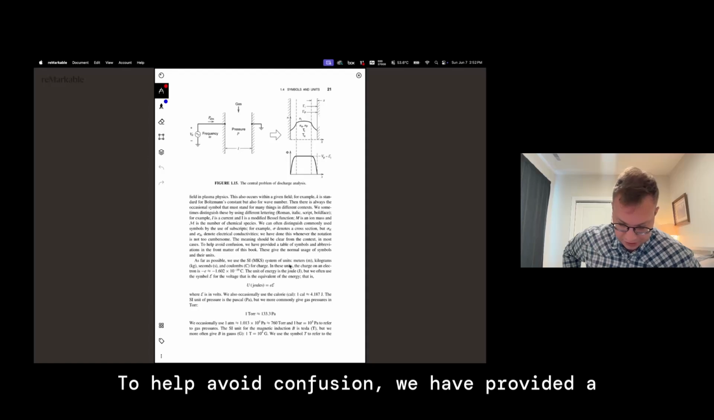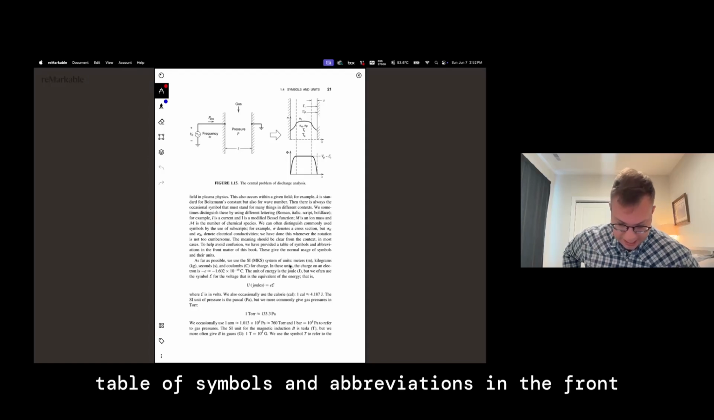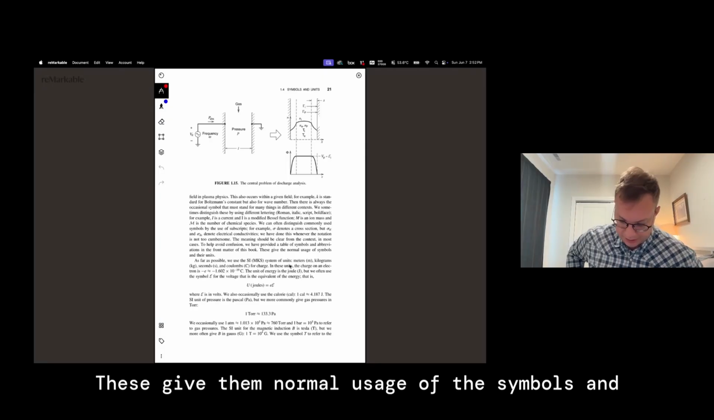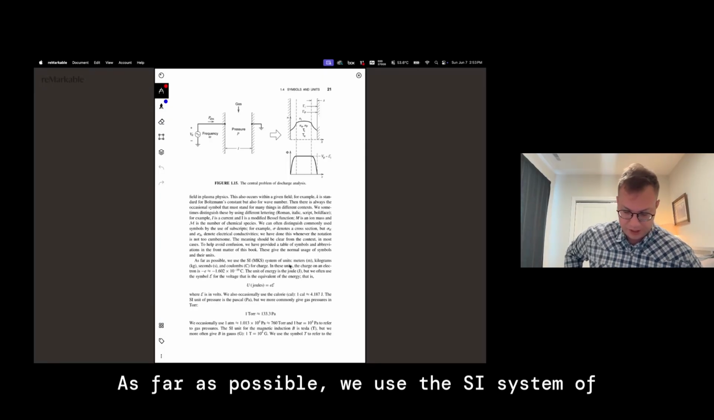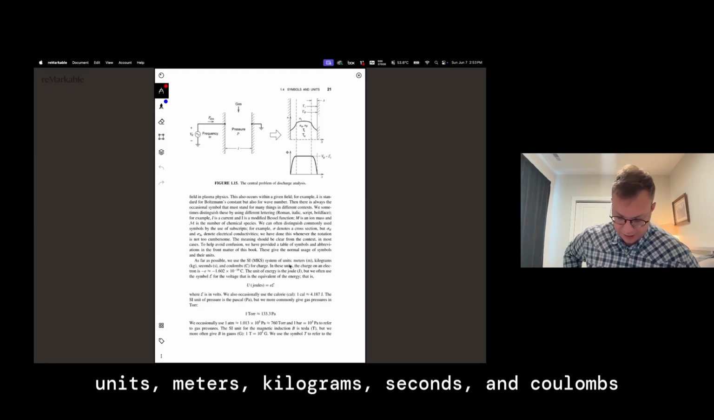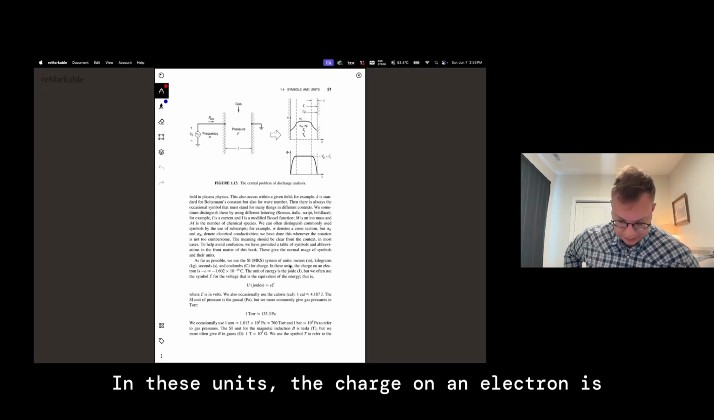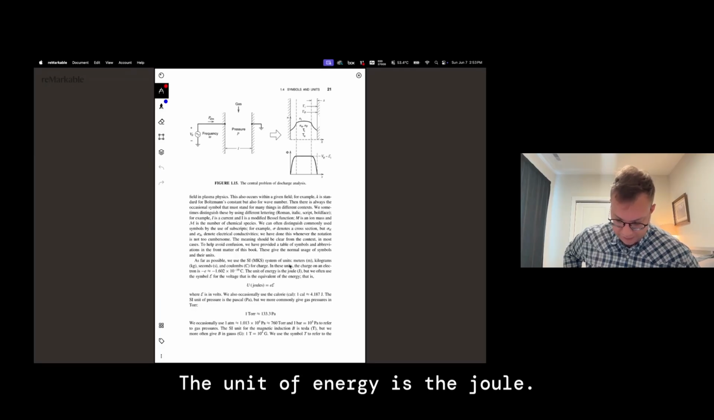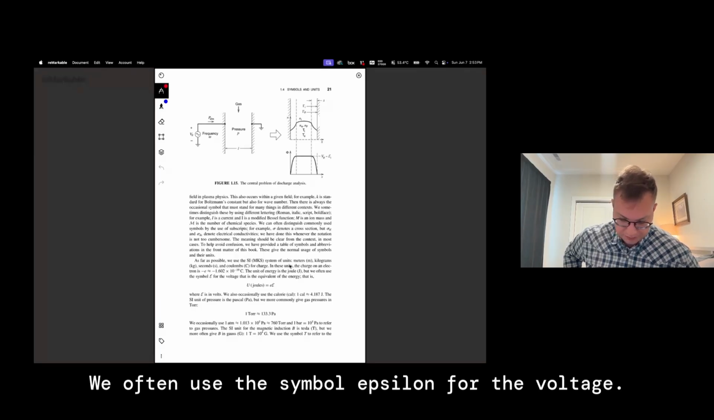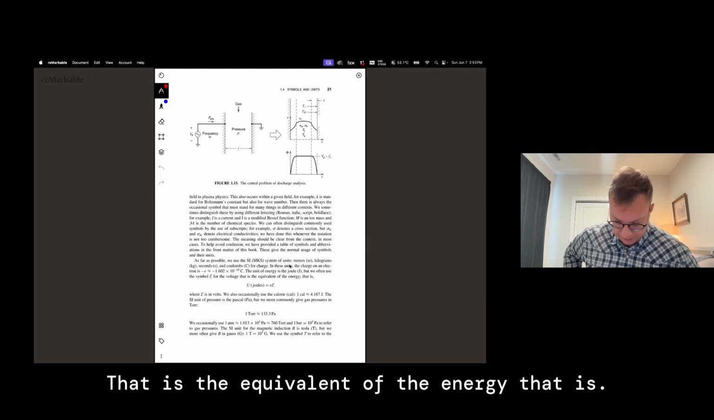To help avoid confusion, we have provided a table of symbols and abbreviations in the front matter of this book. These give the normal usage of the symbols and their units. As far as possible, we use the SI system of units: meters, kilograms, seconds, and coulombs for charge. In these units, the charge on an electron is minus e. The unit of energy is a joule. We often use the symbol epsilon for the voltage that is the equivalent of the energy.